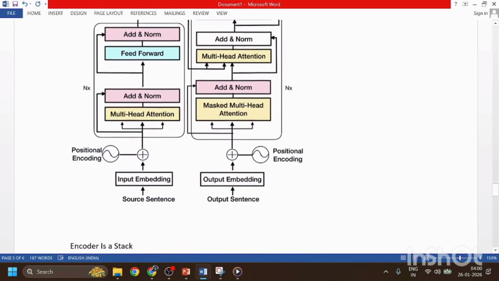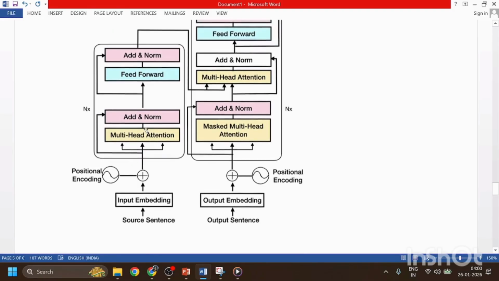Now we move here to self attention. I already said that every encoder has these layers: multi-head attention, add and normalization, feed forward, and again add and normalization with residuals. These five layers we have in every encoder.